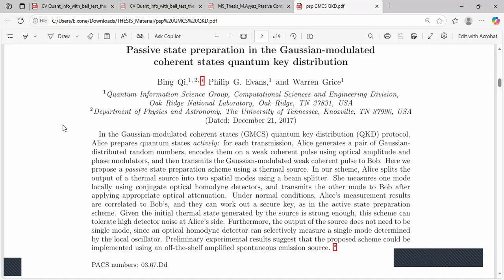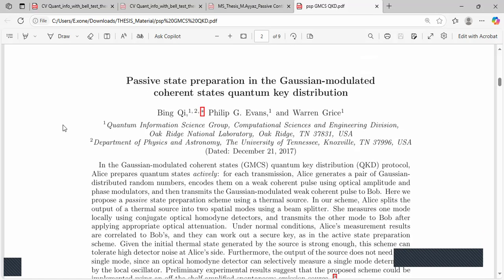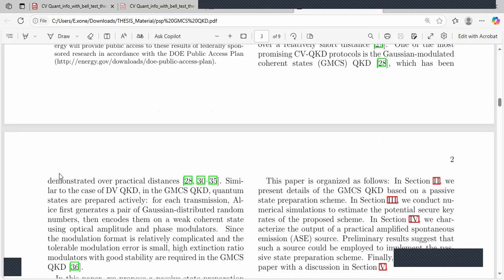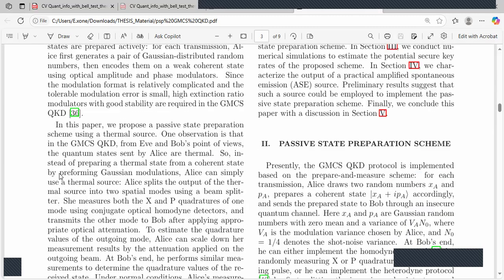So this is, I think, the first instance in which this passive state preparation scheme has been introduced in continuous variable quantum key distribution, and precisely in Gaussian modulated coherent state quantum key distribution. So let's see what this scheme is about.